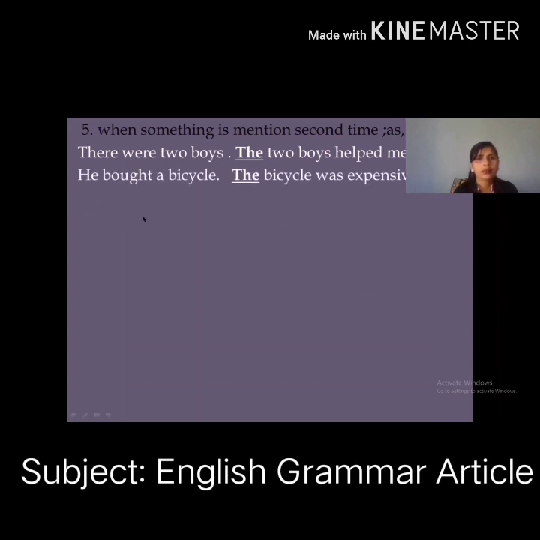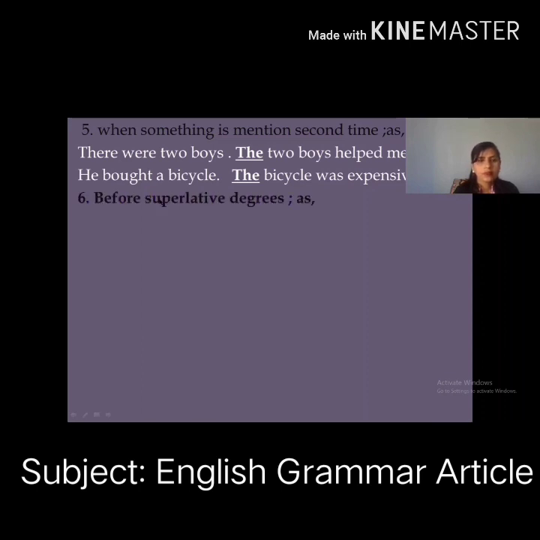Look at another example. He bought a bicycle. The bicycle was expensive. Bicycle is repeated the second time. That means bicycle is mentioned in the second sentence. So, before the bicycle, we have to write article the. And we say he bought a bicycle. The bicycle was expensive.